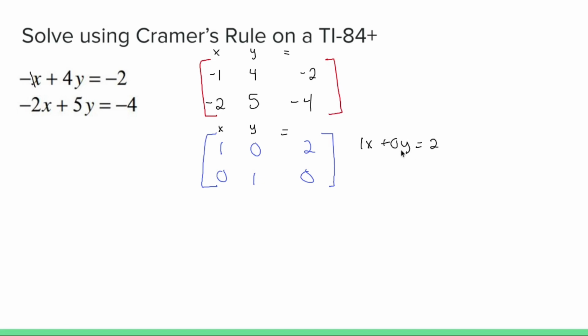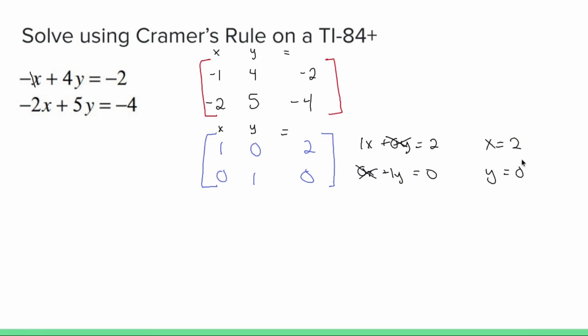Now, we can clean this up. That 0y is useless. That 1 in front of the x is also useless, so x equals 2. Oh, how nice. That's half of our answer. And this row right here says 0x plus 1y equals 0. The 0x is useless, the 1 in front of the y is useless, and you end up with y equals 0.